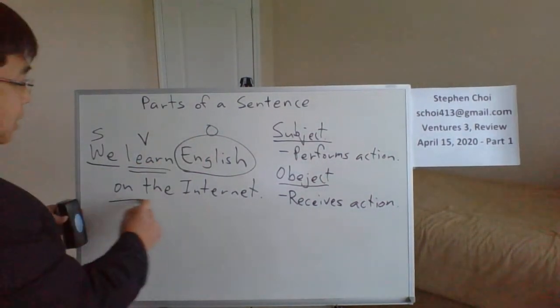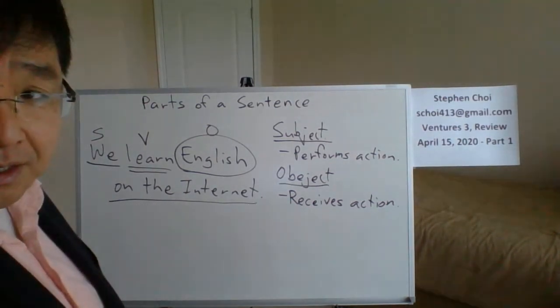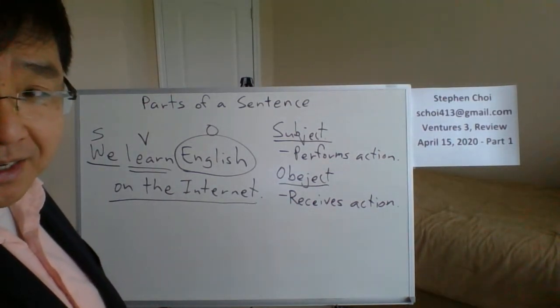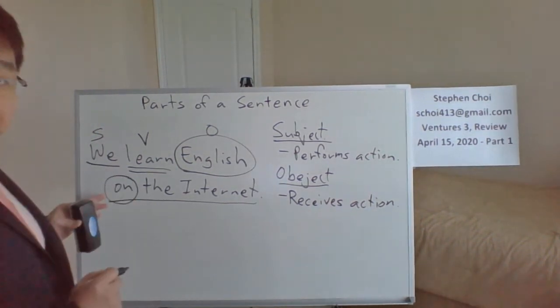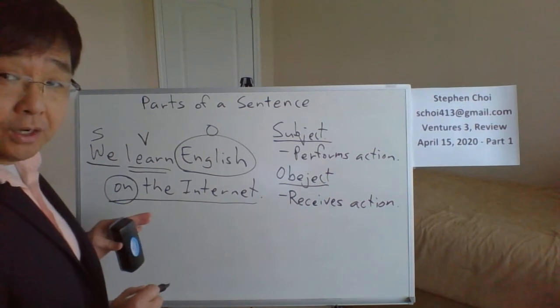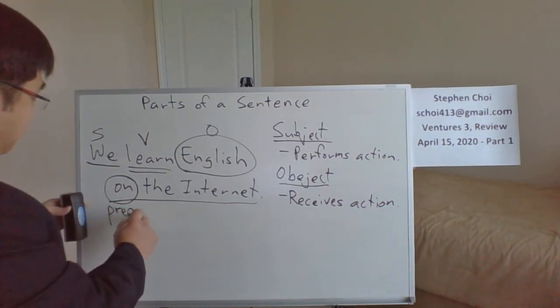Now, what is on the internet? What part of speech is that? All right. Remember, on, what part of speech is on? Okay. That's a preposition, right? Preposition.